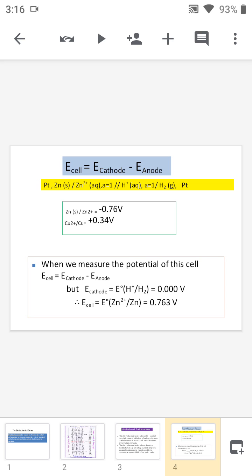So we know that the potential of hydrogen is 0. So in this equation we have to substitute 0 for E cathode and minus E anode. Here the anode is zinc. We know that the potential of zinc is minus 0.76 volt. So substitute in the equation: 0 minus of minus 0.76. So we will get the potential as 0.76 volt.